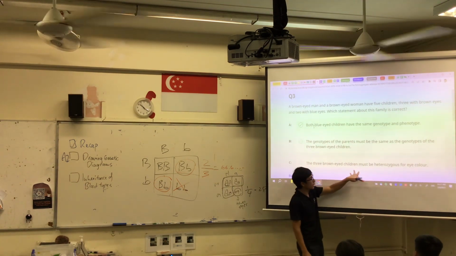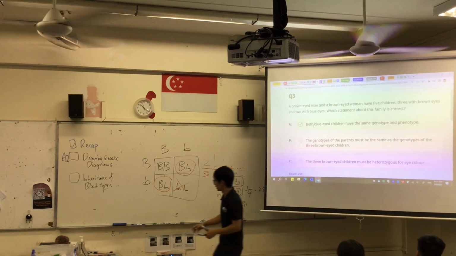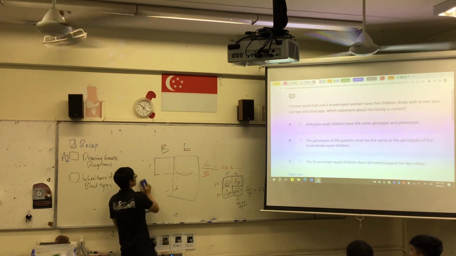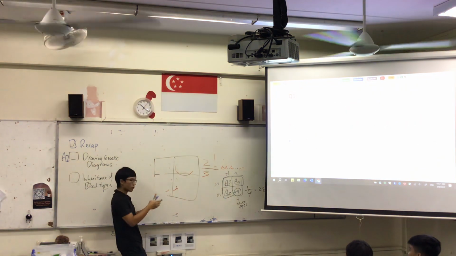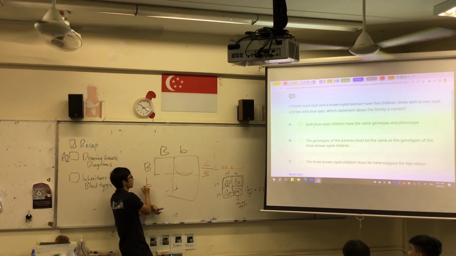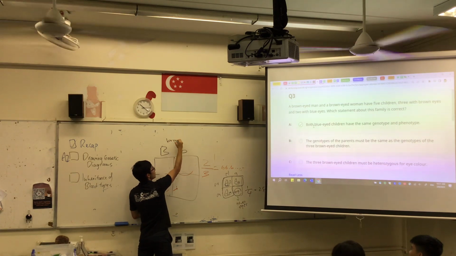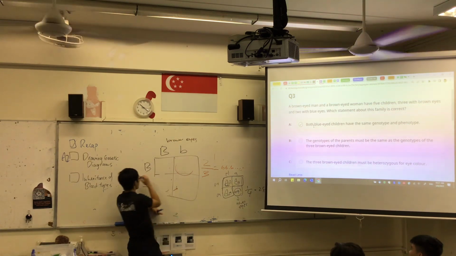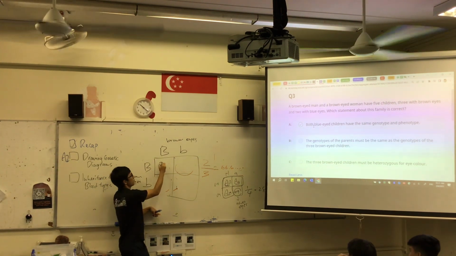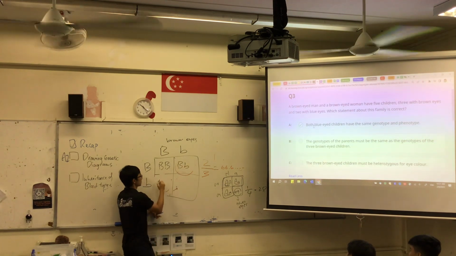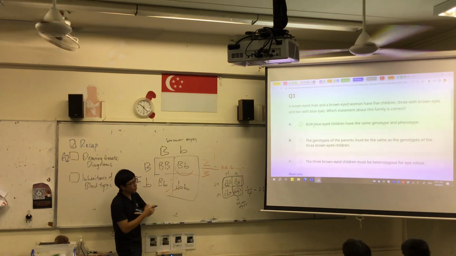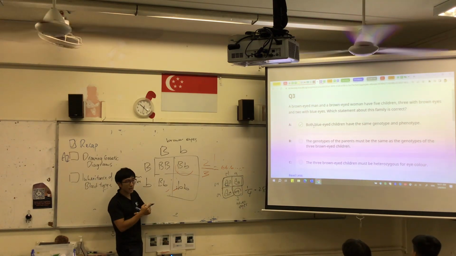The 3 brown-eyed children must be heterozygous for eye color. So let's substitute all of this with eye color. Okay, I'll try to use the same alphabet. So, 2 heterozygotes. This one you get brown eyes. Brown eyes. What are all the possibilities? These are the possibilities. They say the 3 brown-eyed children must be heterozygous for eye color.